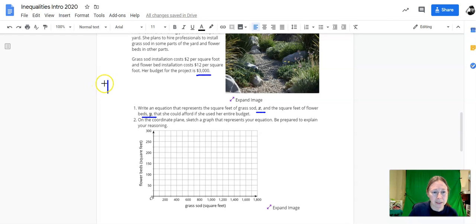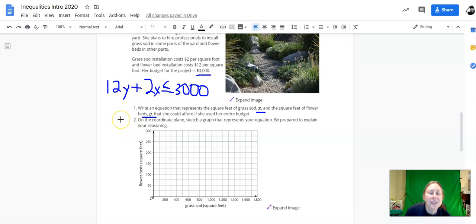Our equation would look like this. We would write 12y plus 2x, equals, or not equals, has to be less than or equal to 3,000. Okay. So if that's true, I'll show you a technique for how we can make a plot of this solution set using a two-axis grid.